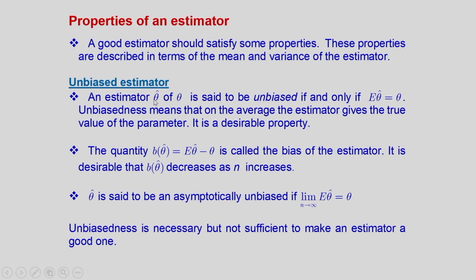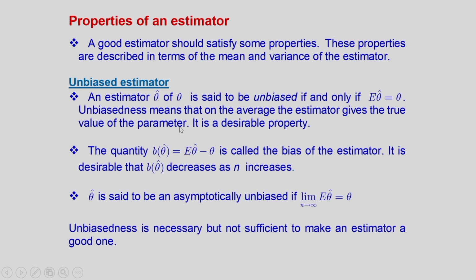An estimator theta hat of theta is said to be unbiased if and only if E of theta hat is equal to theta. Unbiasedness means that on the average the estimator gives the true value of the parameter. So, on the average the estimator gives the true value of the parameter. It is a desirable property.